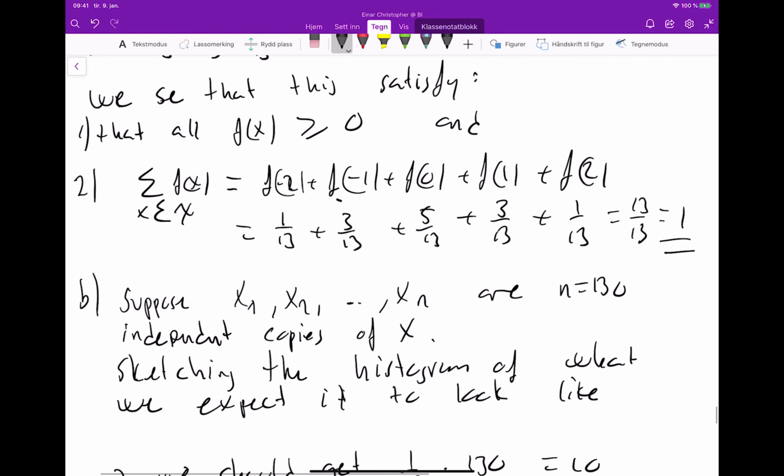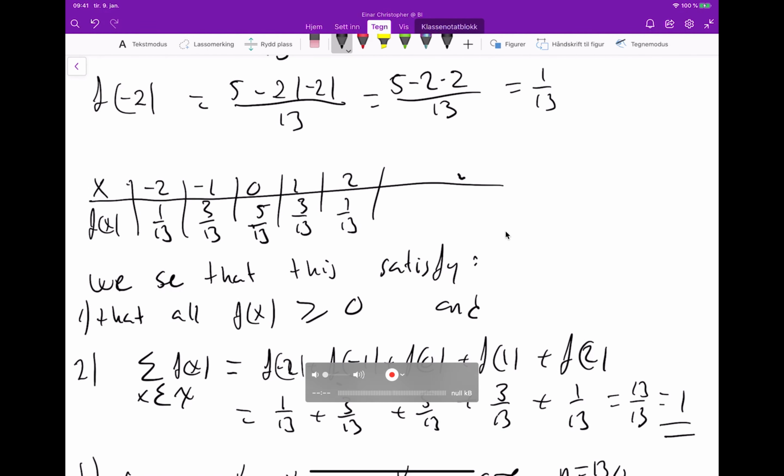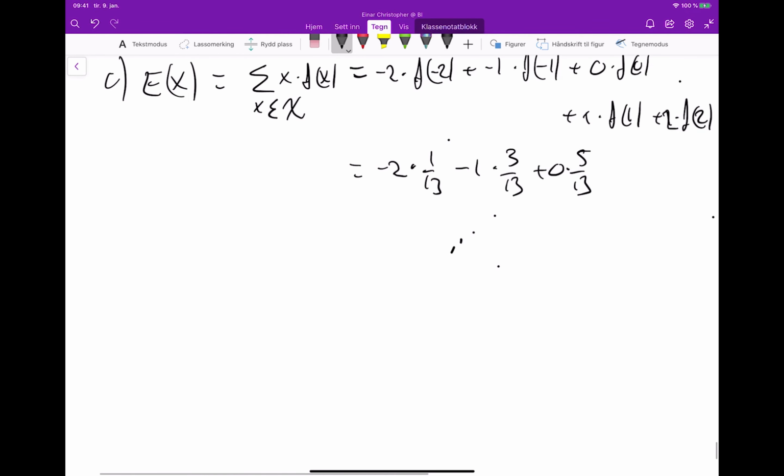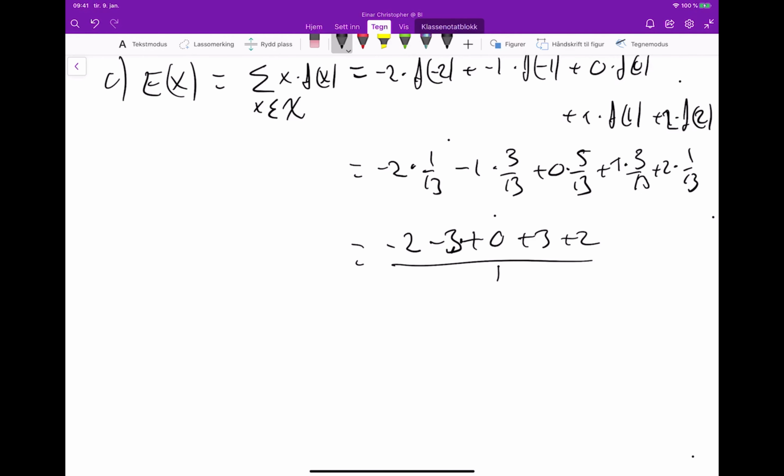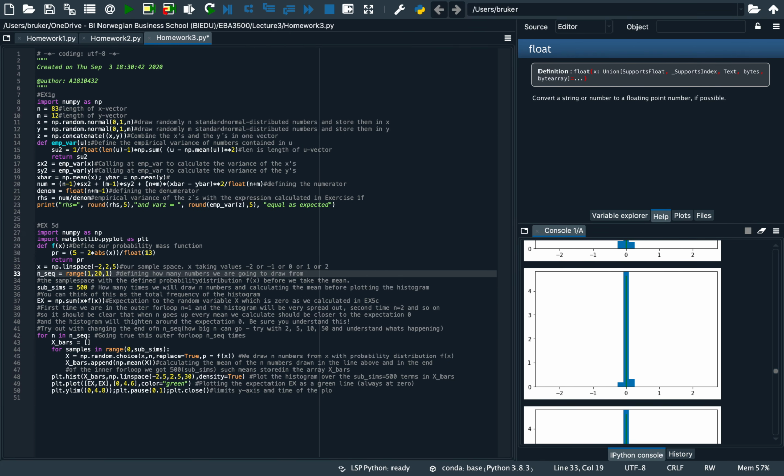You can see the numbers here. Here we got 5/13 for 0, plus 1 times 3/13 plus 2 times 1/13. And then we get minus 2 minus 3 plus 0 plus 3 plus 2 divided by 13, which is equal to 0 divided by 13, which is 0. So that's the expectation.